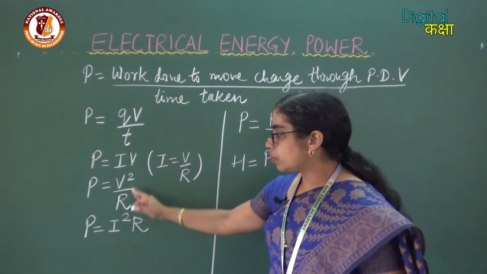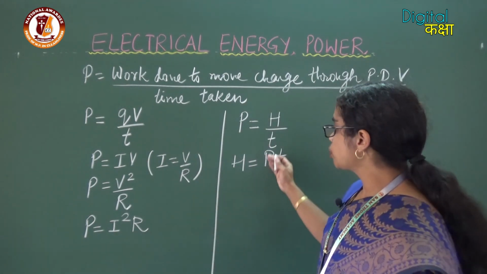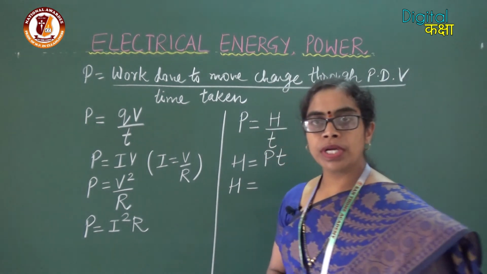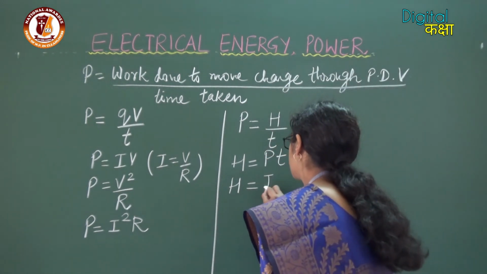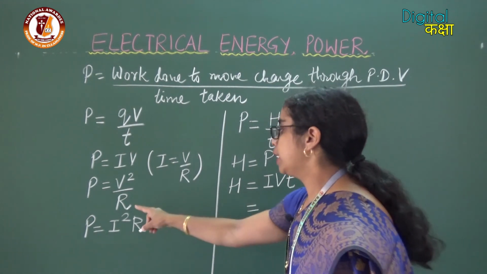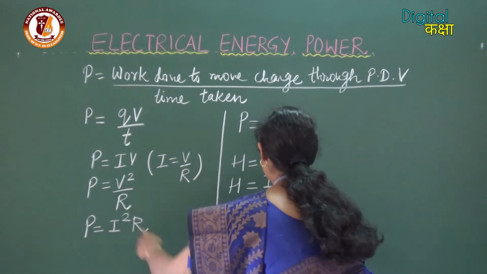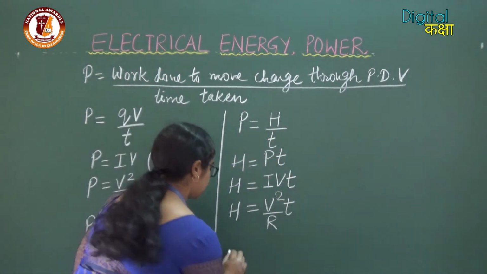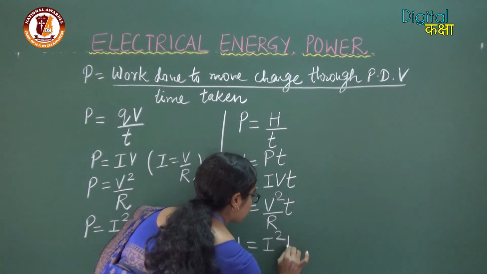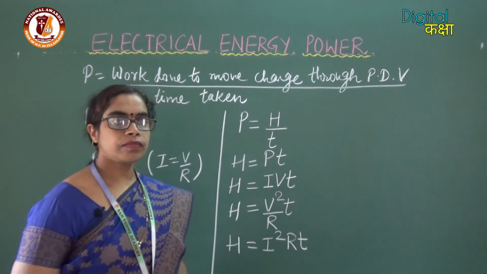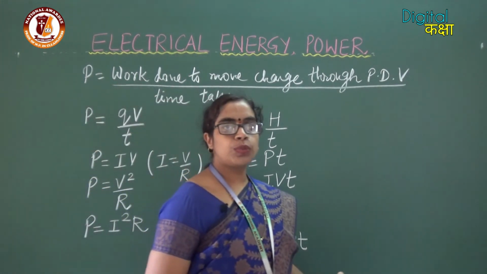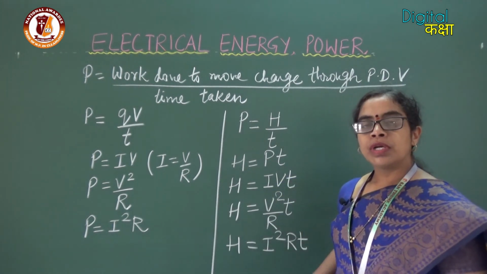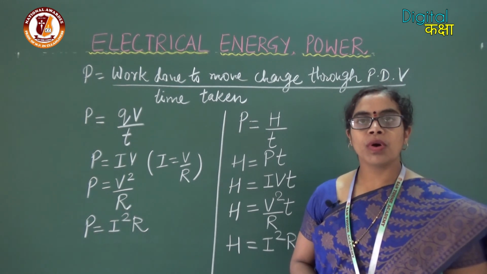Already we have derived the three formulas for power. When I substitute these formulas for power here one by one, I will get three more formulas for the heat energy, which can be written as IV into T. It can also be written as V square upon R into T. Also, it can be written as H is equal to I square R into T. Now this formula, H is equal to I square R T, is the mathematical form of the concept which we call Joule's law of heating.